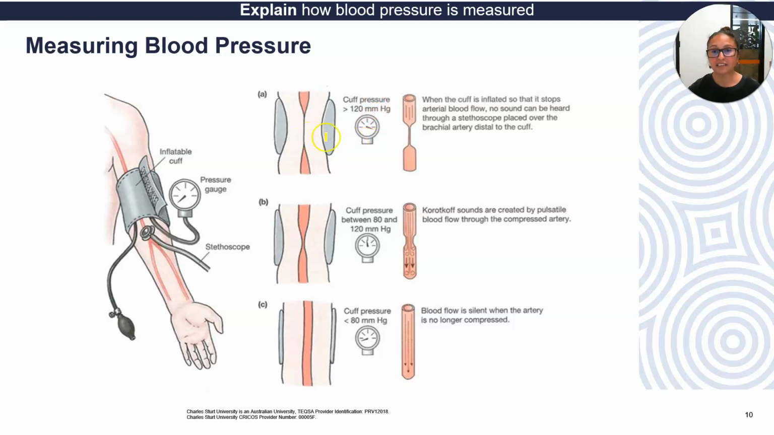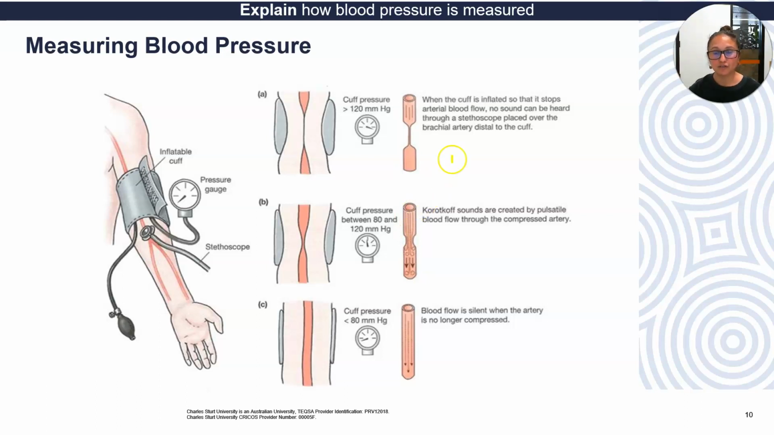So you probably know this already. What you do is pump up the cuff to make sure that the artery is completely occluded. So it stops the blood flow and you can't hear anything. Then we release the cuff and we start listening for the sound. Okay? So these sounds are created by the blood flowing through the blood vessel.